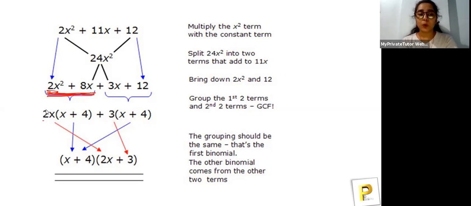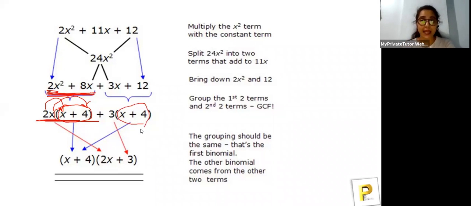Now, if you remove 2x from this part, 2x into x gives 2x square, and 2x into 4 gives 8x. This is the first term that you get. Now, a very important part is that this bracket and this bracket should be exactly the same: the numbers, the terms, the addition, multiplication, and sign, all of them should be the same.